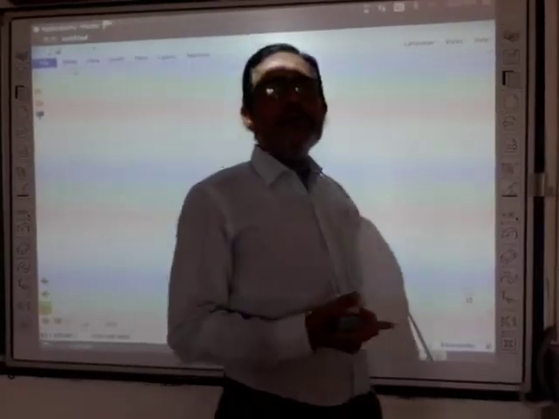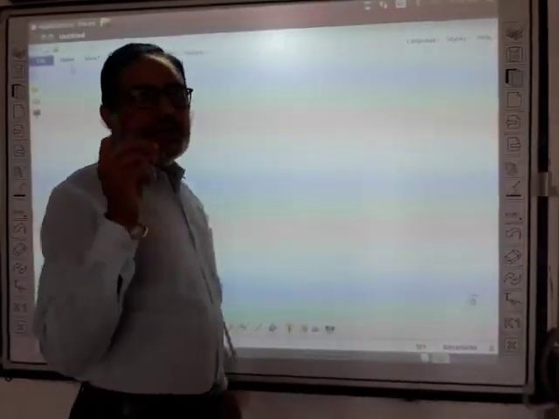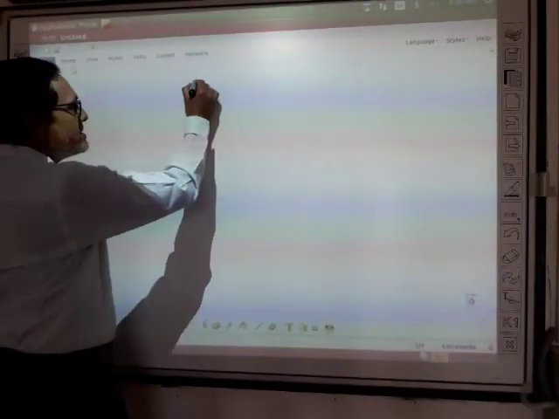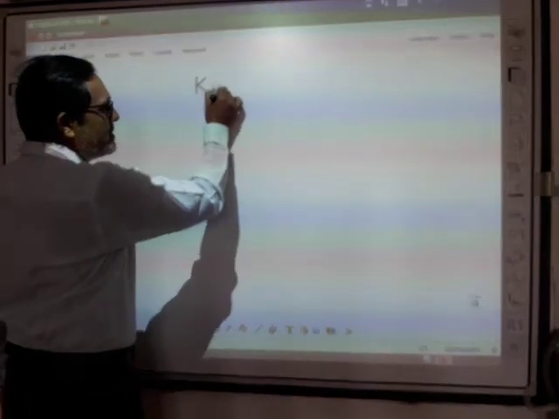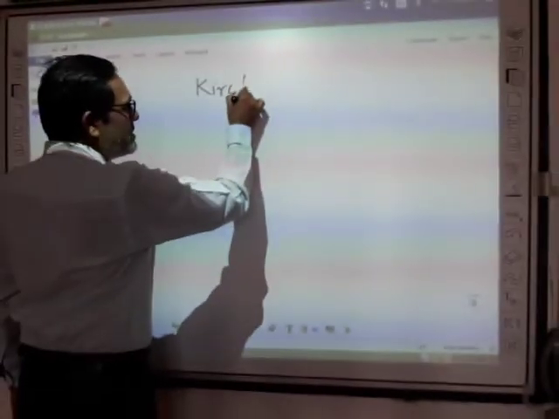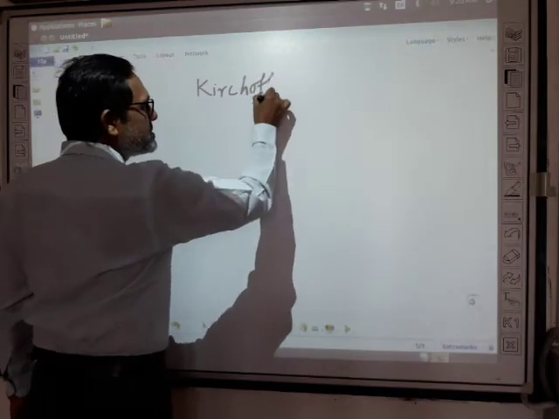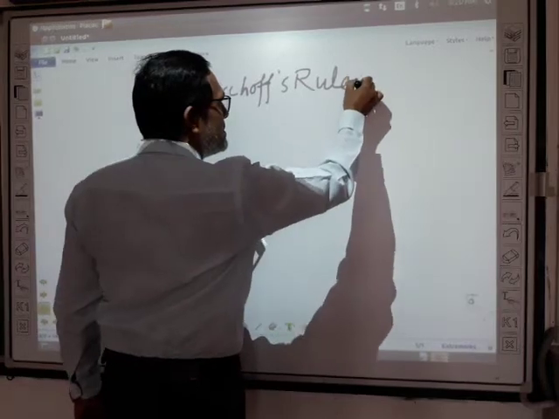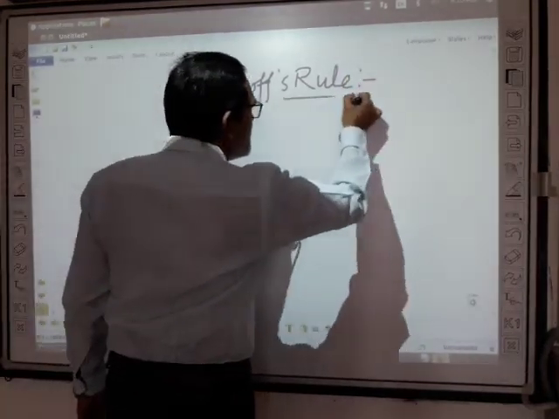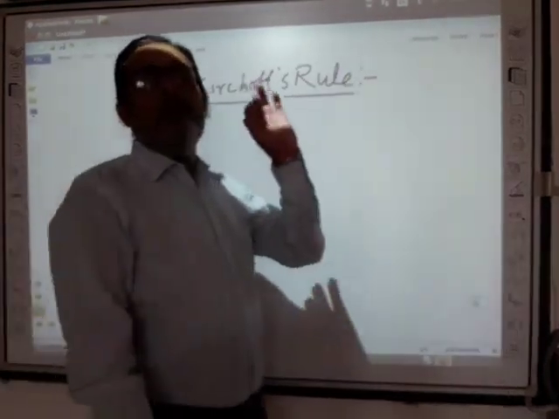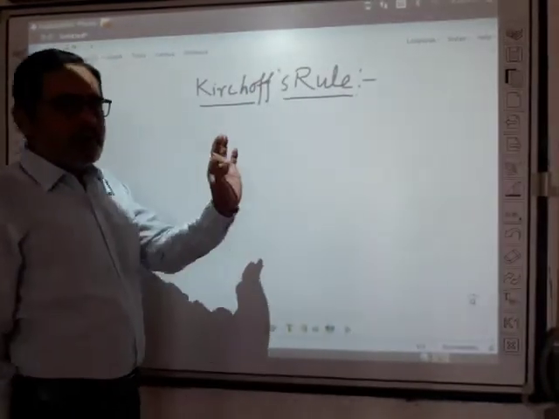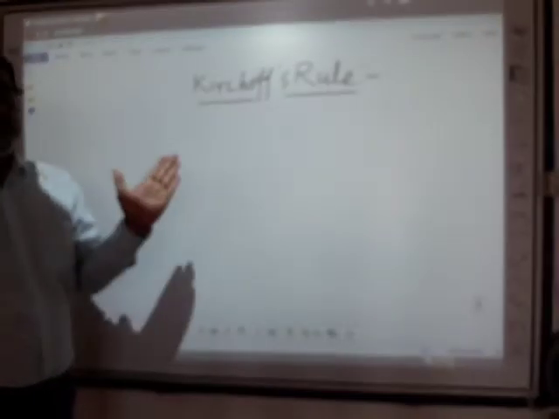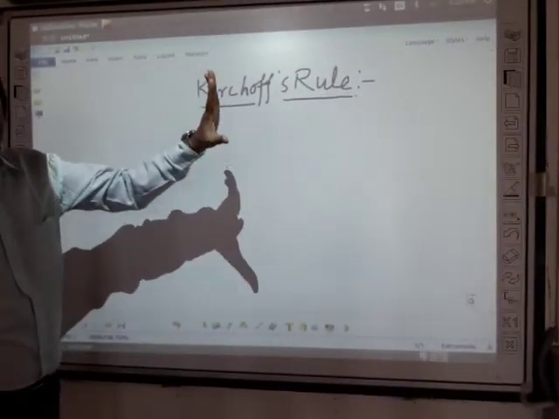Today we are discussing the most important section of current electricity: Kirchhoff's rules. Very important, very useful to solve numericals, to find the value of current and other quantities by using Kirchhoff's rules.